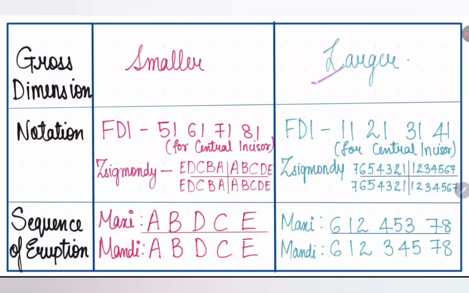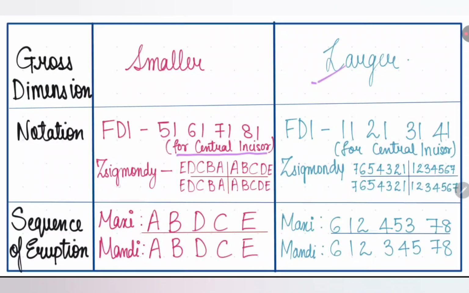Then coming to the notation. We know there are many tooth numbering systems, but the two we commonly use are the FDI and the Zsigmondy system. In FDI, the central incisors in primary dentition are numbered as 5-1, 6-1, 7-1, 8-1, all 4 central incisors. And in permanent dentition, the central incisors are notated as 1-1, 2-1, 3-1 and 4-1, right?